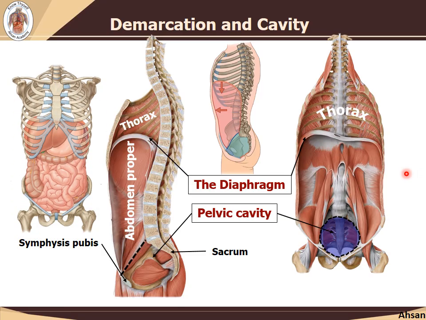This region contains many organs. It's clinically especially significant because the abdomen is the area which is most frequently affected by diseases.